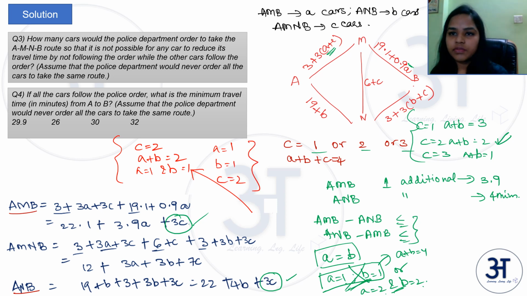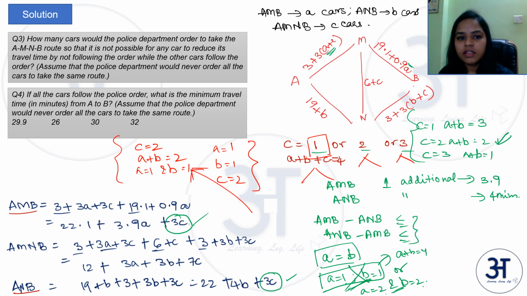A fallback method for those who are not very familiar or not very comfortable with inequalities is, again, you draw the table. For each case of C, you will get multiple cases of A and B. You will see which one is holding good. But again, this is an easier way where you directly get the solution: C equal to 2, A equal to 1 and B equal to 1. Once you get this, how many cars would the police department order to take the A and B route so that it's not possible for any other car to reduce the travel time? The answer is 2.